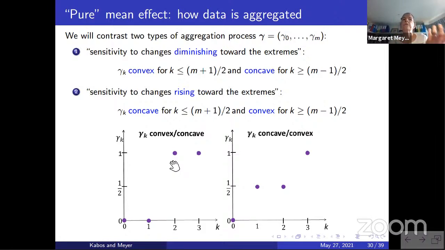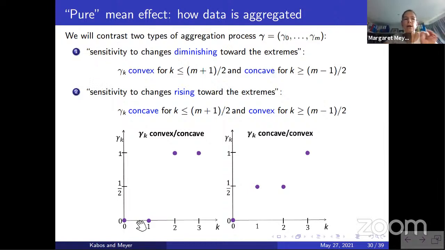Okay. The first one I'll call a process that displays sensitivity to changes diminishing toward the extremes. And the second one, sensitivity to changes rising towards the extremes. So on the left-hand side here is Nageeb's suggestion. I've drawn it for 3 agents, and the aggregation process is just noiseless majority aggregation. This is an example of a process of form 1.